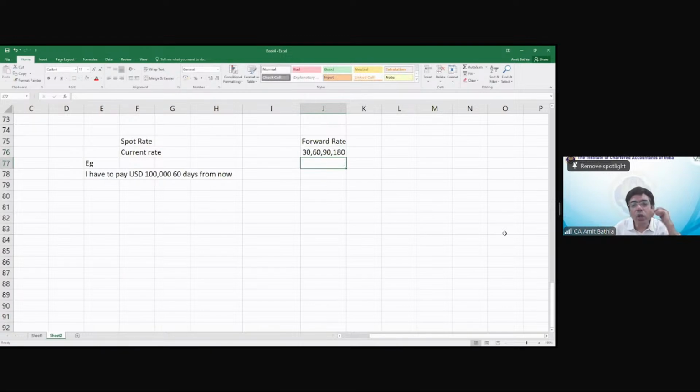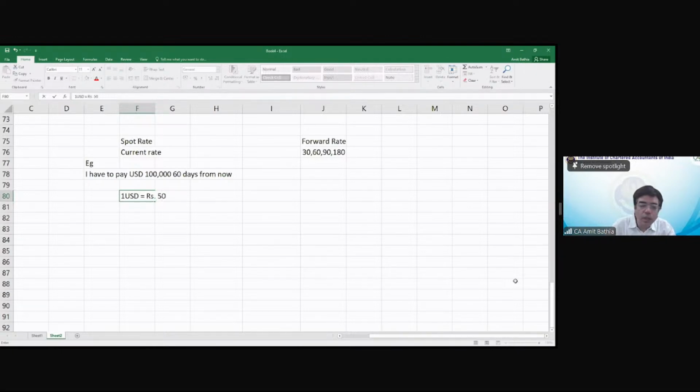These are the normal quotes which are available to you on a regular basis by the banks or the foreign currency dealers. So I have to pay USD 100,000 60 days from now. The question is, should I buy this USD 100,000 today in the spot market, or should I buy this 60 days from now?